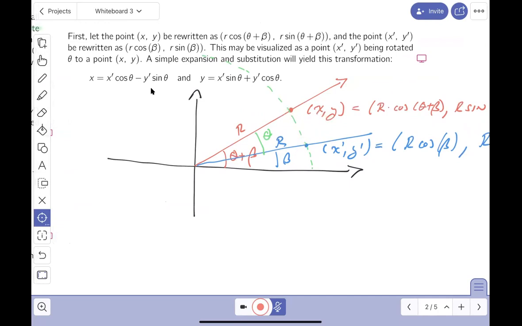All right. Then what do they say to do? And this is the part where students say, I don't know what they want me to do now. They say, and let me read that to you. A simple expansion and substitution will yield.